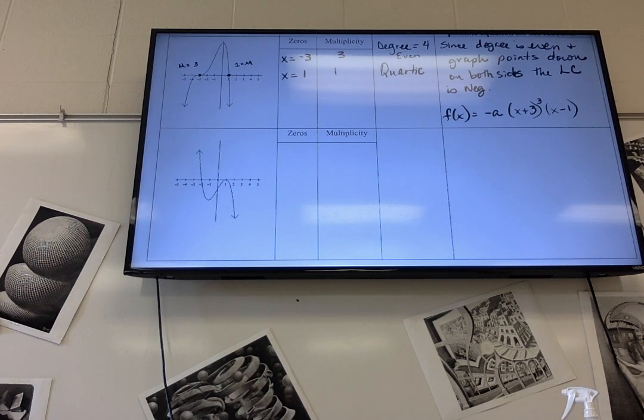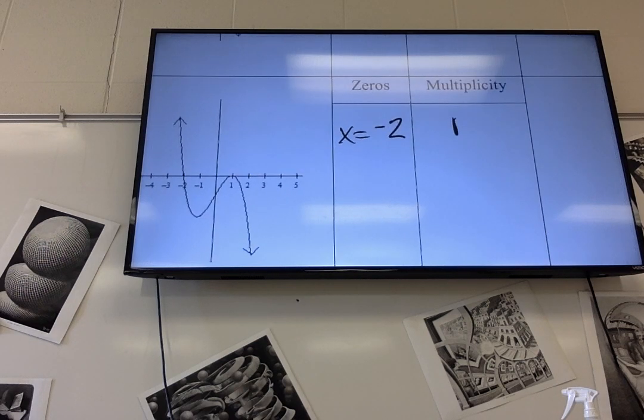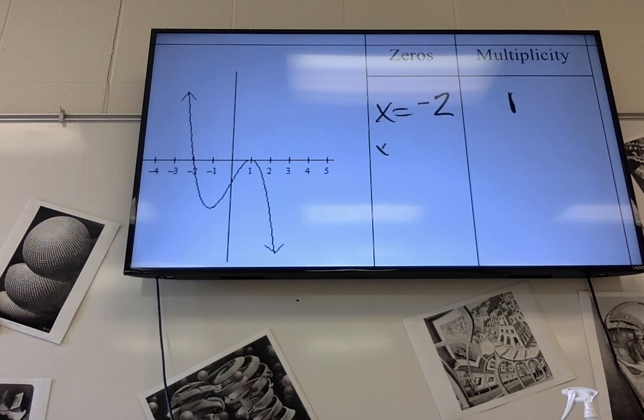Isella, give me a zero. -2. And what's the multiplicity of -2? 1. Very good. Donna, give me another zero. 1. Yes. And what's the multiplicity of that? It's 2. And the reason why it's 2, notice how it is tangent to the graph, or it just barely touches it and bounces in the opposite direction. That's what makes it 2.